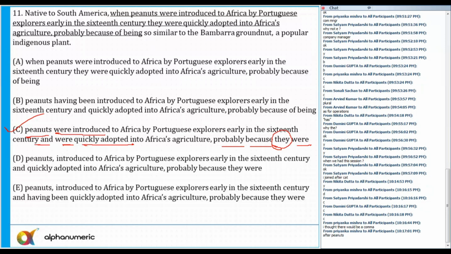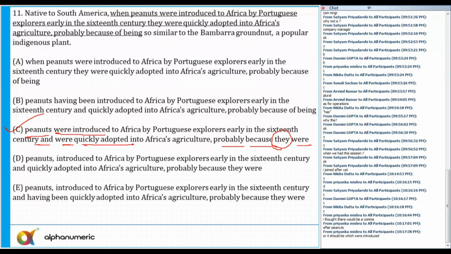What do you want to say about peanuts? The main thing that you want to say about peanuts is that peanuts were introduced and they were quickly adopted. So why do you want to separate it? We usually separate things with a comma only when we want to pause, or we are saying something very different. Now, rather than talking about when they were introduced and when they were adopted, the first part is giving us extra information about the peanuts, that peanuts were native to South America. That is why after this modifier, native to South America, there is a comma.